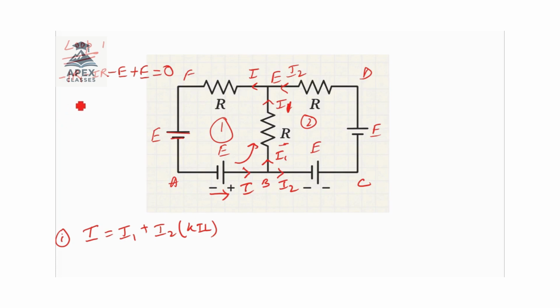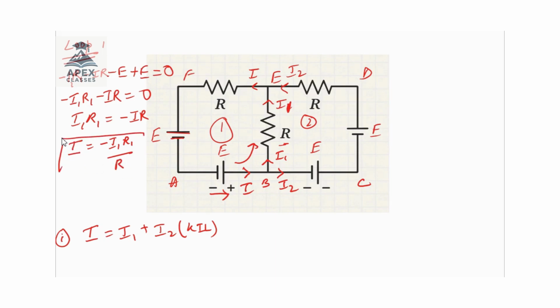So this is equal to 0. Now what can we write? Minus I1R1 minus IR equal to 0. So I1R1 equals minus IR. So what will be my I? I will be equal to minus I1R1 by R. This is my first equation.